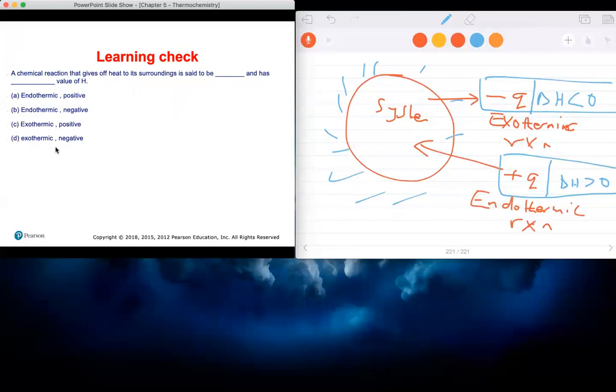Anybody had a different answer? Maybe I can explain to you why it's not A. Endothermic should be positive. I mean, exothermic is giving away heat, endothermic is absorbing. So you have to be careful with the terms used in that. So the correct answer is D. The correct answer is D for that.